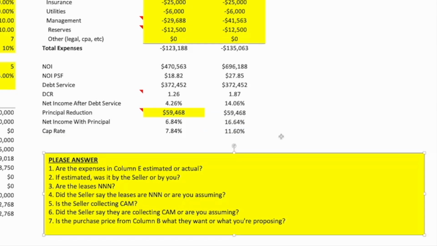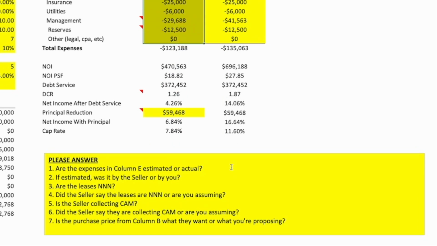This part down here acts like a checklist. It's something where when these questions are asked, you're forced to answer them in such a way where it's going to make you think about the conversation you have with the seller. And if any of these questions don't make sense, it'll make you double check your numbers. So for example, are the expenses in column E estimated or actual? Column E, are these estimated or actual?